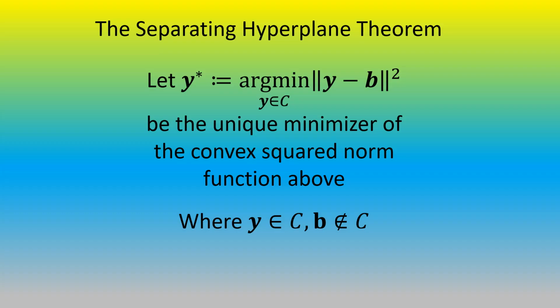Now let's move on to the separating hyperplane theorem. Let y star be the point that minimizes the norm of y minus b squared, where b is not in C and y is in C. And it's the unique minimizer of a convex square norm function.